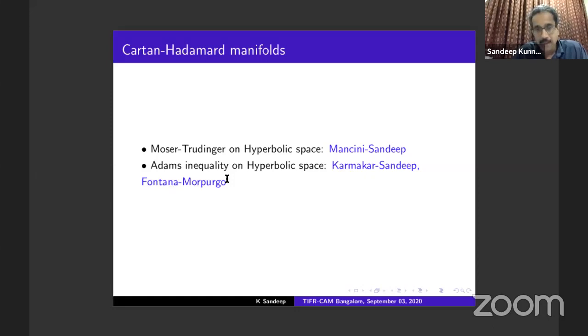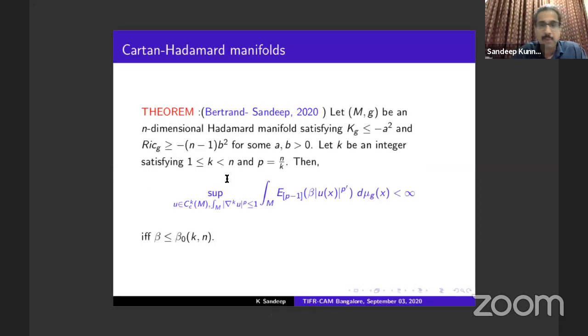We indeed proved such an inequality. It's a joint work with Jerome Bertrand, in a recent work. The assumptions we require are the following. M with metric g is an n-dimensional Hadamard manifold satisfying sectional curvature K_g less than or equal to minus a square and Ricci less than or equal to minus (n minus 1) times b square for some a and b greater than 0. Let k be an integer satisfying 1 less than or equal to k strictly less than n, and p equal to n by k. Then you have the expected Adams inequality.